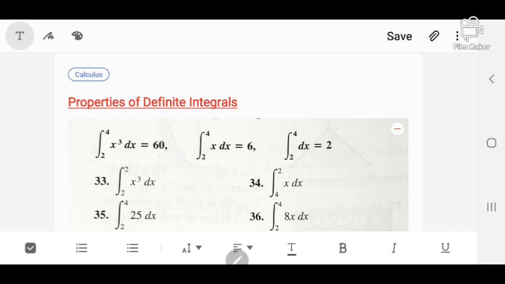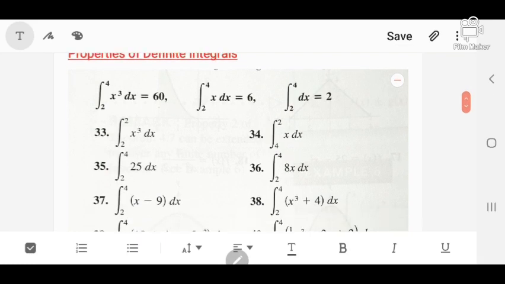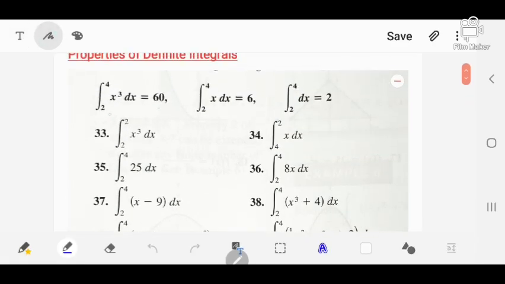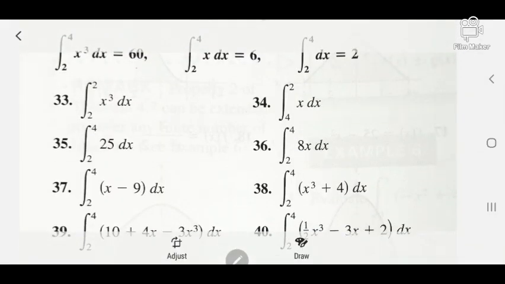Okay, let's try to apply the properties of definite integral on these questions. What's given for us here? Integration from 2 to 4 of x cubed is equal to 60, from 2 to 4 of x equals 6, and from 2 to 4 of 1, since nothing is here, dx equals 2. So how would I find these integrations depending on the properties of definite integral? Let's try to do that.